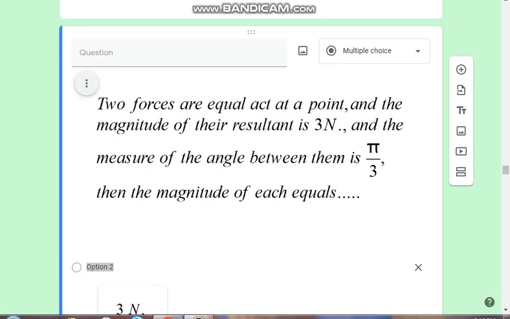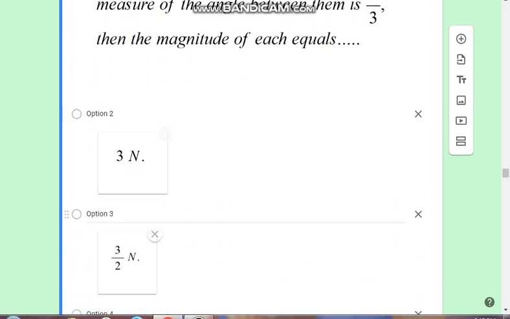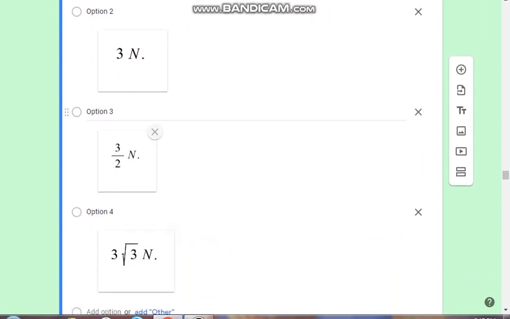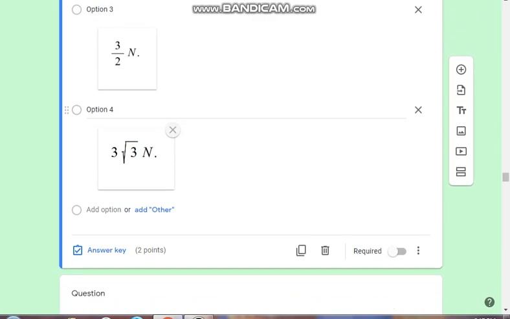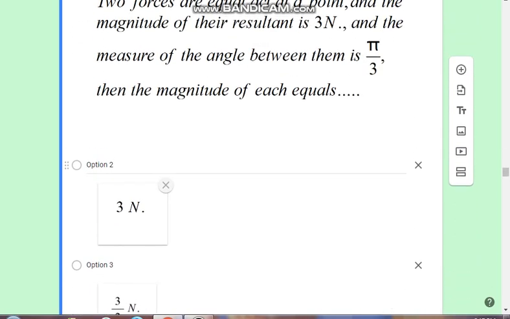Two equal forces act at a point and the magnitude of their resultant is 3 Newton and the measure of the angle between them is pi over 3. Then the magnitude of each force is 3 N, 3 over 2 N, or 3 root 3 N.